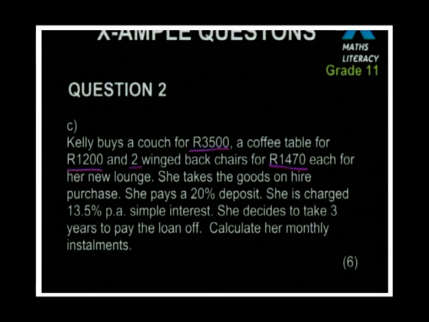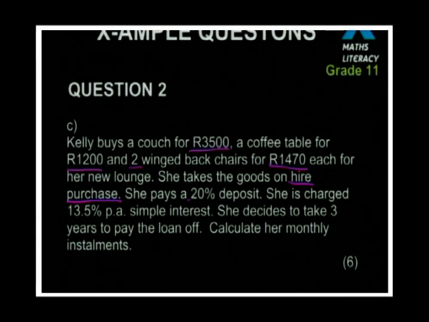She buys a couch for 3,500, a coffee table for 1,200, and 2 wingback chairs for 1,470 Rand each for her new lounge. She takes the goods on hire purchase. I haven't discussed hire purchase yet, so this would be a good point to do it. Hire purchase is when you go to a store to buy goods, you normally pay a deposit and then you've got an extended period of time to pay off the goods. It makes it more affordable, you pay less at the time, you don't have to lay out the full amount of money and you don't have to borrow the money from the bank. You're basically getting into an agreement with that company.